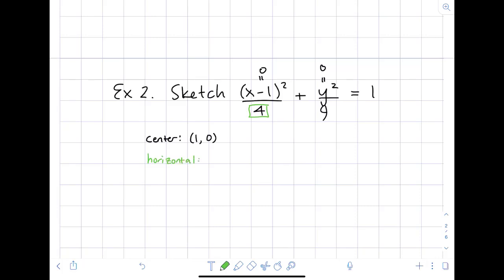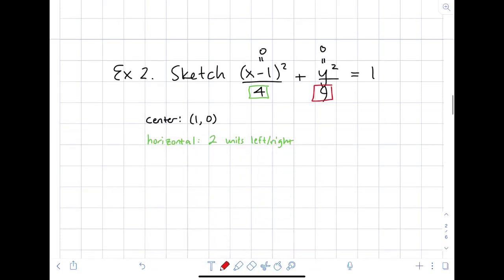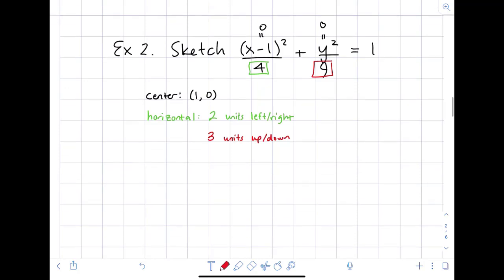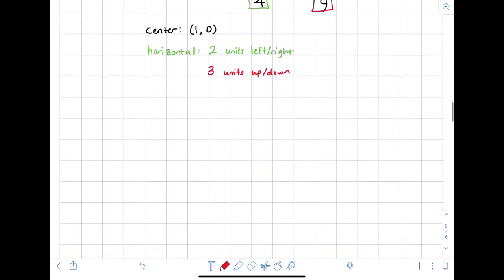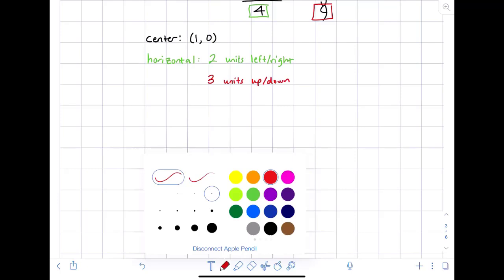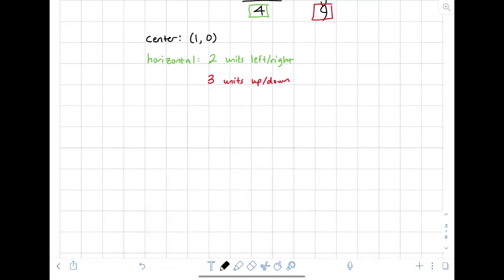we're going to be counting 2 units left and right from the center. Okay, and our vertical is 9, so the square root of 9 is 3, so that means we're going to be counting 3 units up and down from the center. Okay, and that's enough information to get our sketch going.